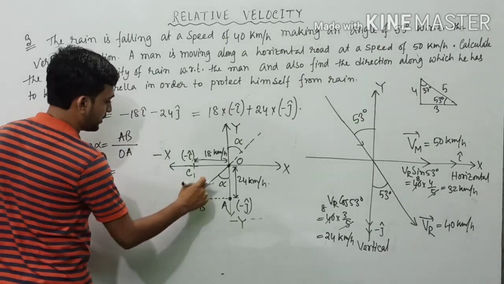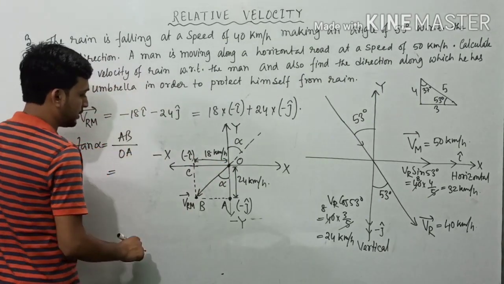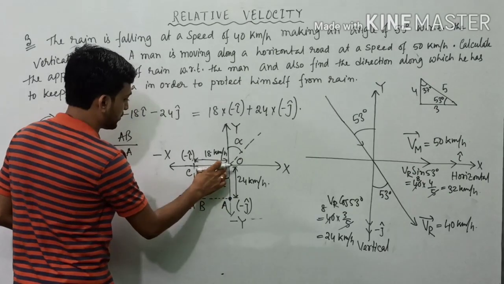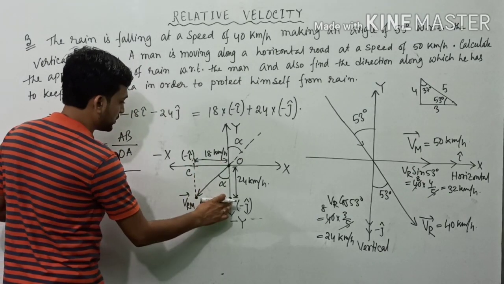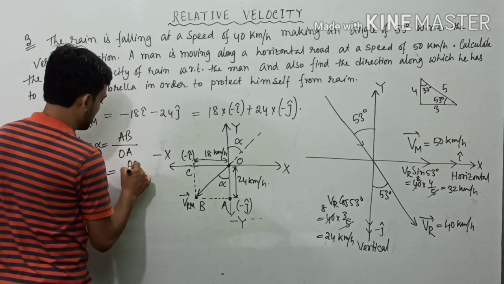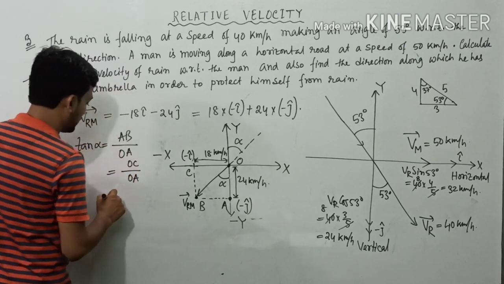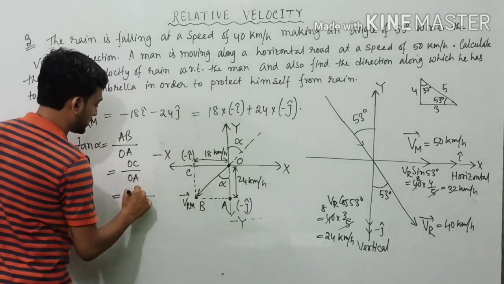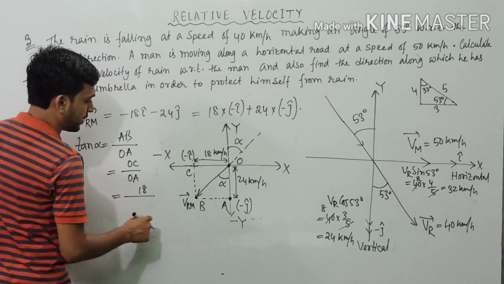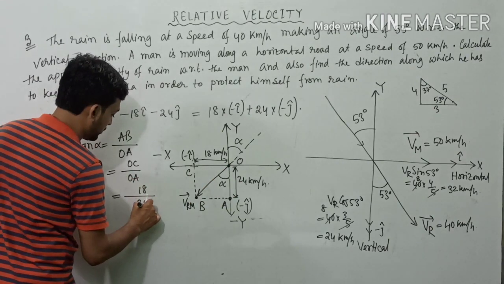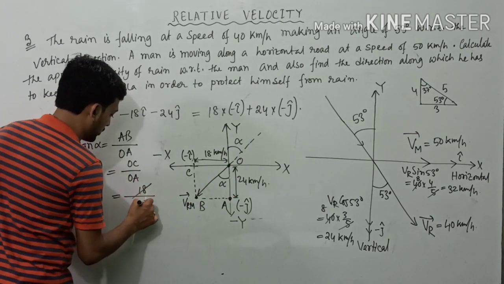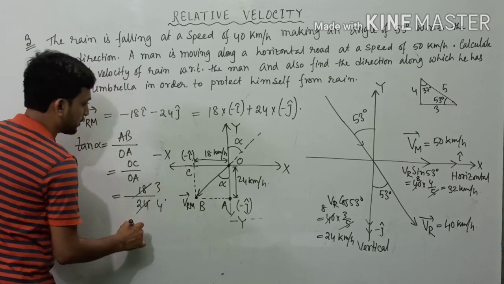Now what is AB? This one is a rectangle. AB is equal to OC because these are two opposite sides. So OC by OA. Now what is OC? OC is 18 km per hour and OA is 24 km per hour. If we solve it, we will get 3 by 4.